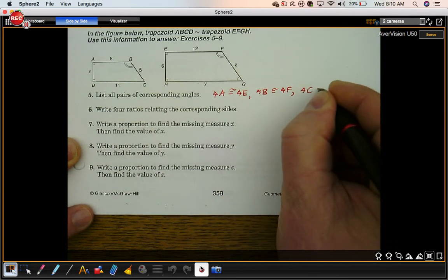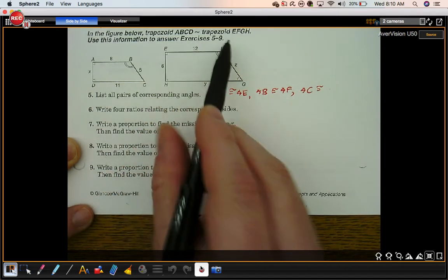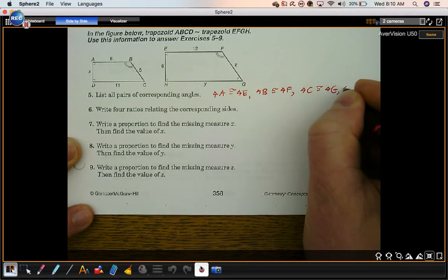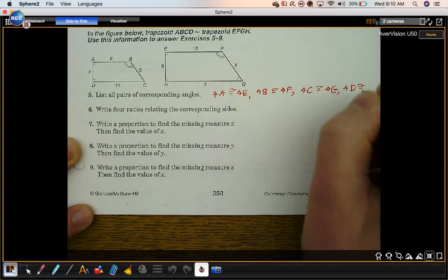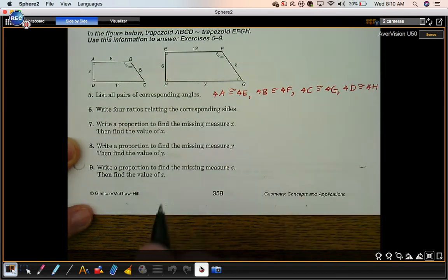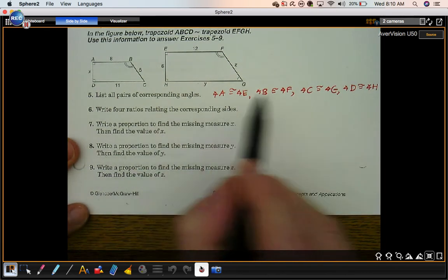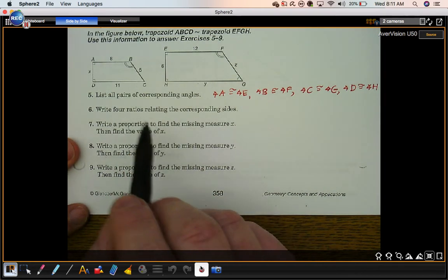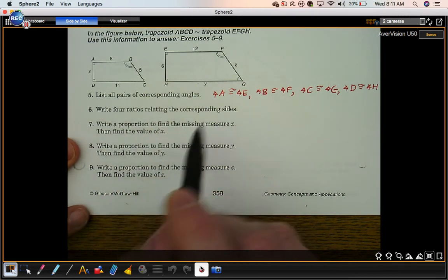Angle C is congruent to angle G. Angle D is congruent to angle H. Those are 4 things that I know about the angles. The 4 things that I know about the sides, I'm going to write my ratios that have the corresponding side lengths.